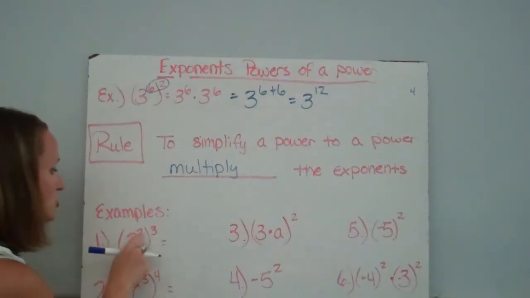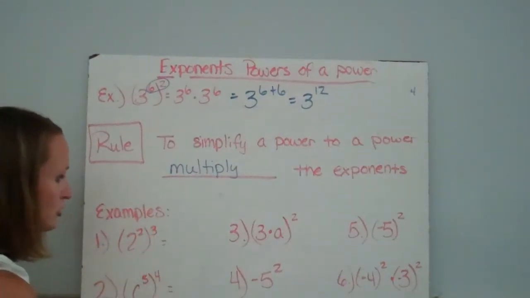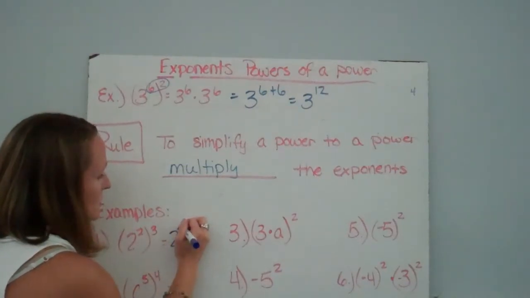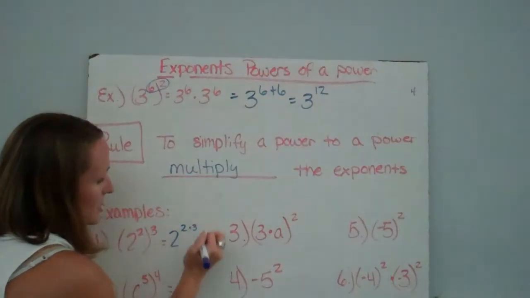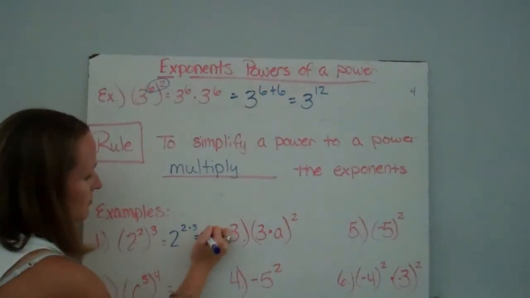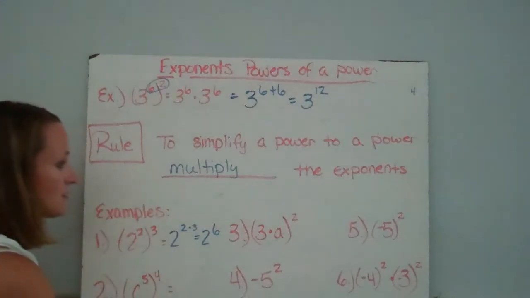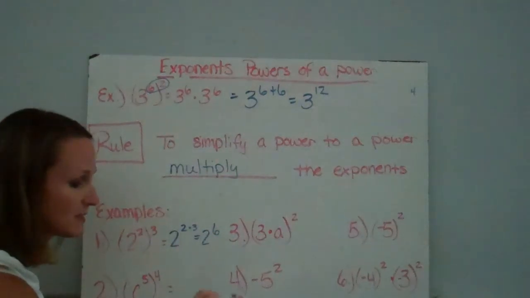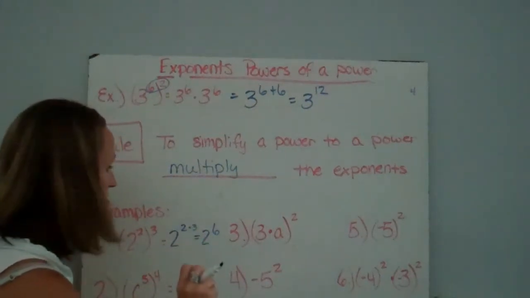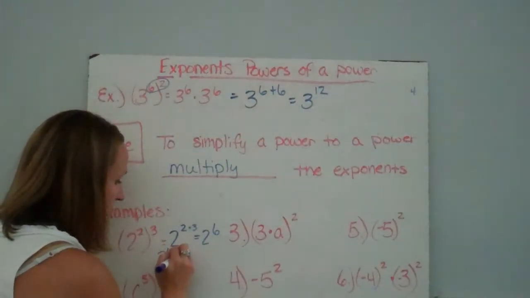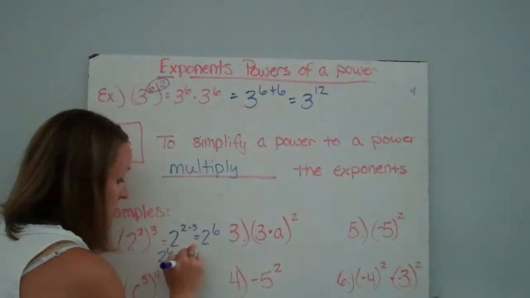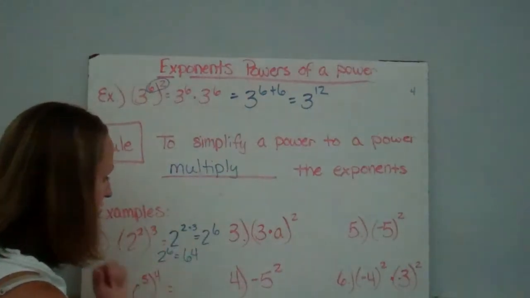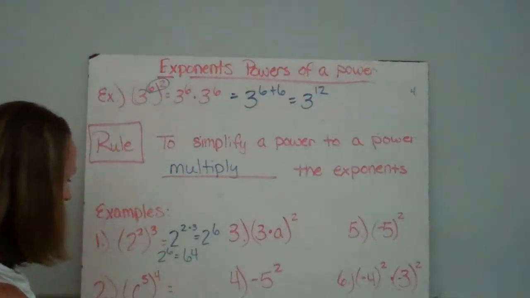Here we have 2 squared cubed, 2 squared raised to the 3rd power. So that's the same as saying 2 to the 2 times 3, which would be 2 to the 6th, which again, we can simplify. 2 times 2 is 4, times 2 is 8, times 2 is 16, times 2 is 32, not 34. 2 to the 6th would be 64, right?